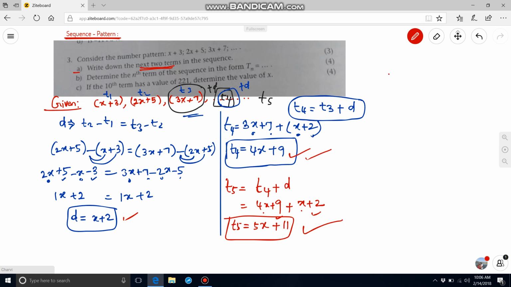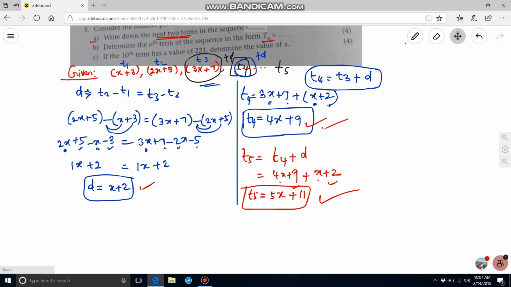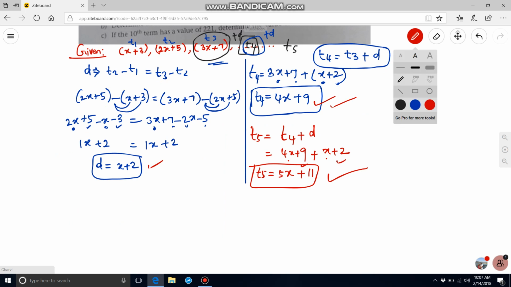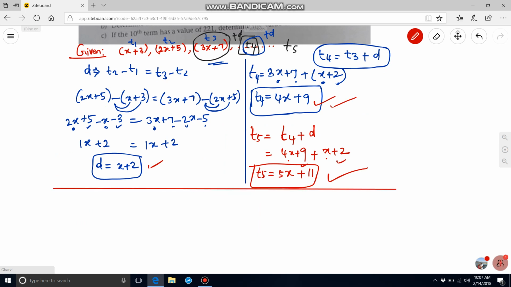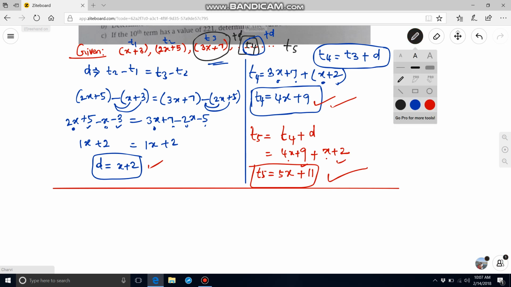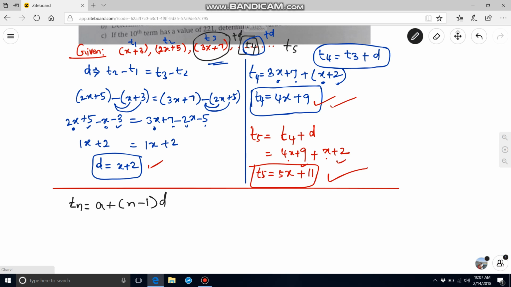Question B: determine the nth term of the sequence in the form of Tn. They are asking us to find the general structure of the term. So we have to introduce the nth term formula here. The nth term formula is Tn equal to a plus n minus 1 times d. A means the first number, n means the place which we are trying to find, d means the common difference. We don't know the nth place because we are going to find that only. So Tn remains the same. A is the first number given in the question, x plus 3, plus n minus 1. D we found is x plus 2.